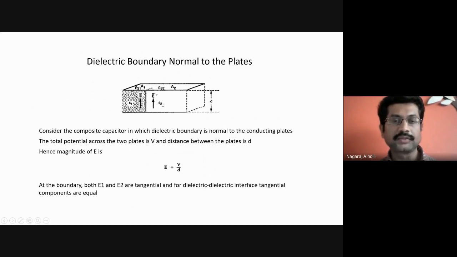Again, consider the composite capacitor. Composite capacitor means that in a capacitor there is more than one dielectric medium, and hence it is called a composite parallel capacitor, in which the dielectric boundary is normal to the conducting plates. This is the dielectric boundary here.